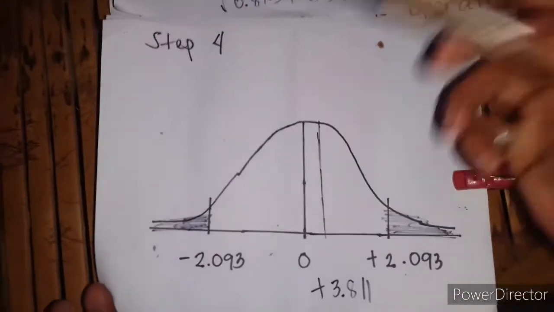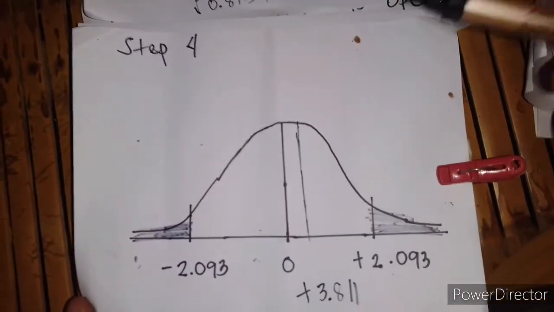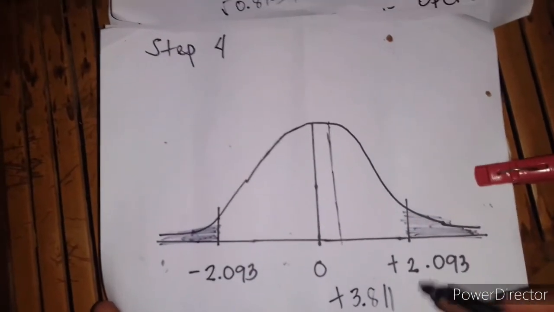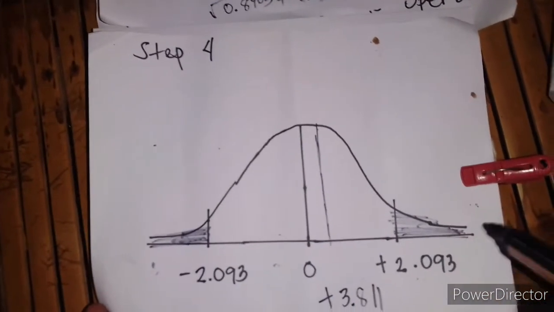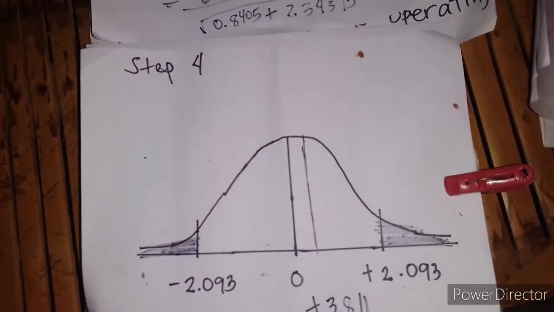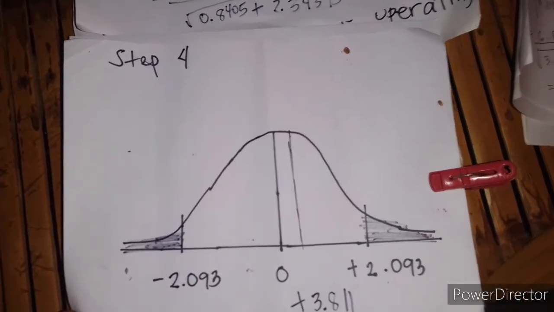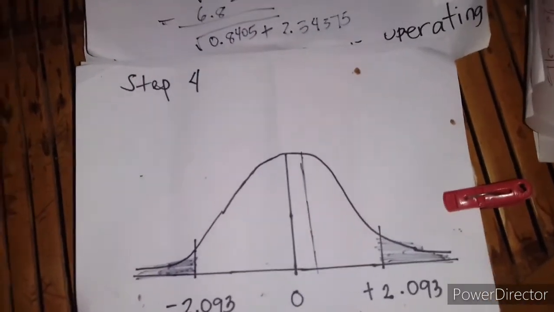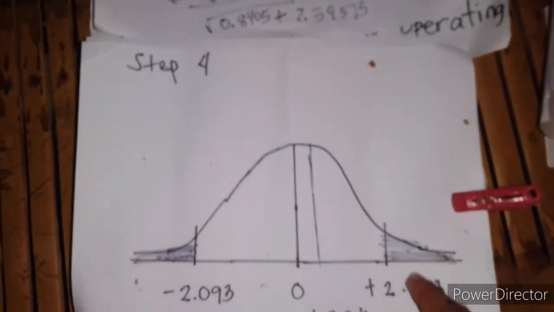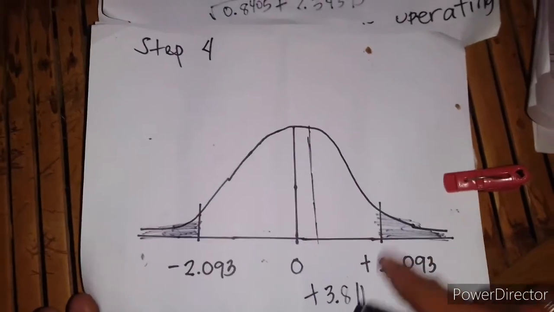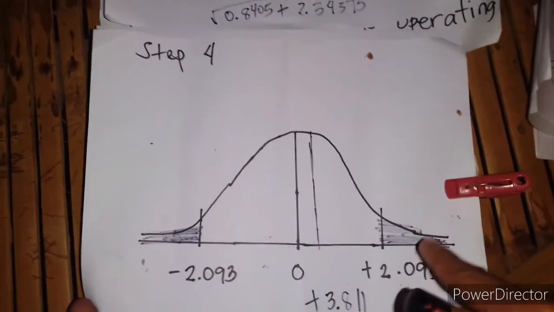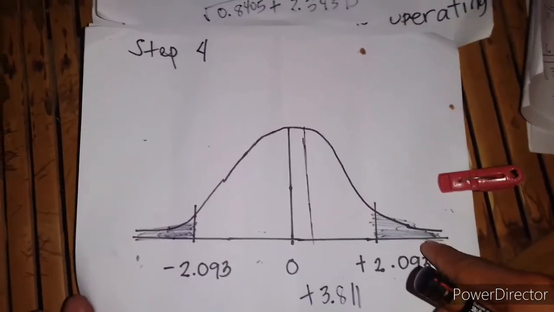The next one is step 4. Make the decision. So our test value is 3.811, then our critical value is 2.093. So we conclude that the null hypothesis is rejected because on the decision rule, on the positive side, if the test value is greater than the critical value, our null hypothesis will be rejected. So hindi lang ito ma-reject on the positive side if the value of our test value is less than our critical value.